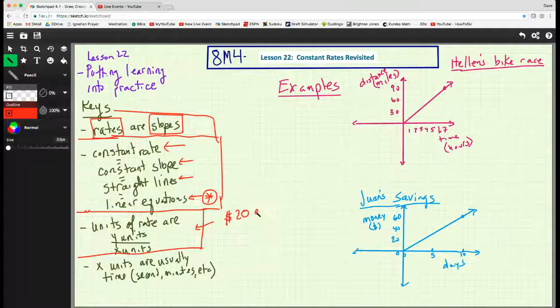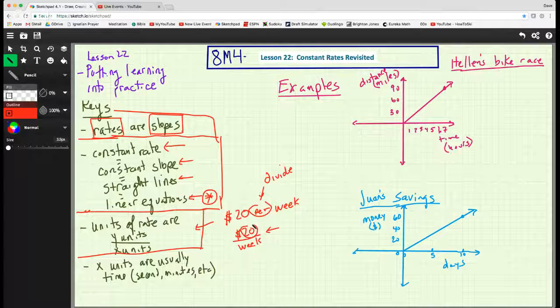Okay, this is getting maybe a little bit complicated, but when I say $20 per week, I mean $20 divided by week. Per means divide. So this number 20 is our slope. This dollar is our y units. And this week is our x units. And we're going to see that over and over. When I get to the examples, I'll come right back to this.